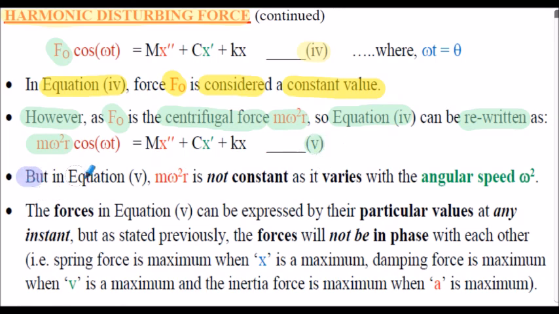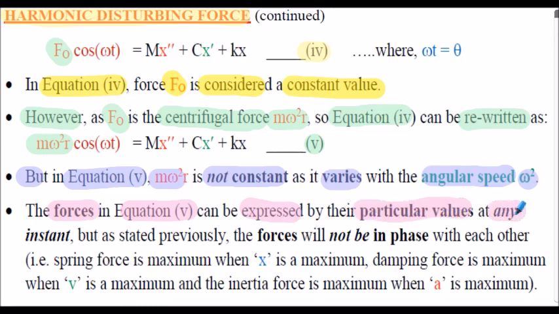But in equation 5, the m omega squared r is no longer a constant value. It varies with the angular speed omega squared. So the forces in equation 5 can be expressed by their particular values at any instant in time. But as stated previously, these forces will not be in phase with each other. That is, the spring force is a maximum when displacement x is a maximum.